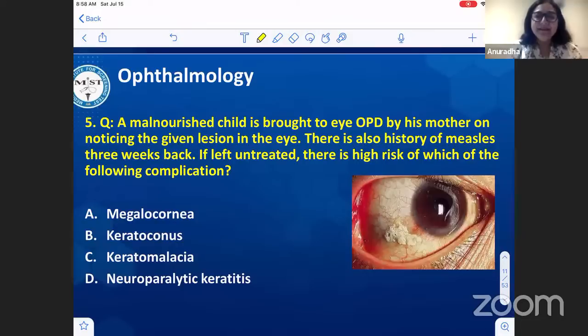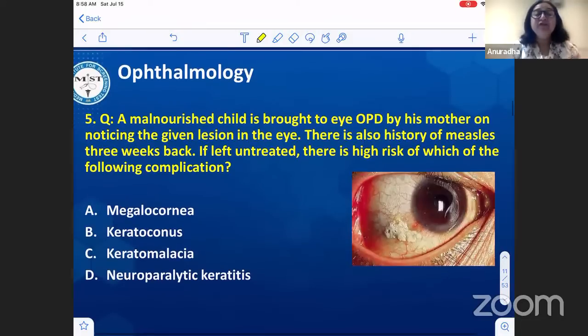Let's read the statement. A malnourished child is brought. Now, every word you have to see how it is helping you in marking your answer. So what kind of patient is it? It's a malnourished child, which is brought to the OPD by his mother on noticing the given lesion in the eye. The mother notices that there is something in the eye. There is also a history of measles 3 weeks back. So this child had measles. If left untreated, there is high risk of which of the following complications in this case?